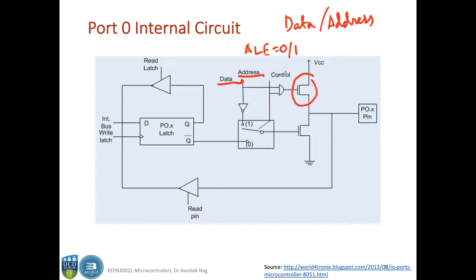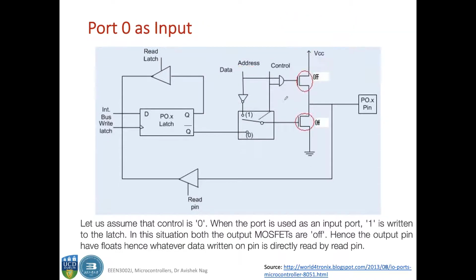And your control is usually 0 when you are using it for a general purpose input output. It is 1 when you are using it as data or address. So let's focus on the general purpose input output operation of this port 0. For that your control is 0.